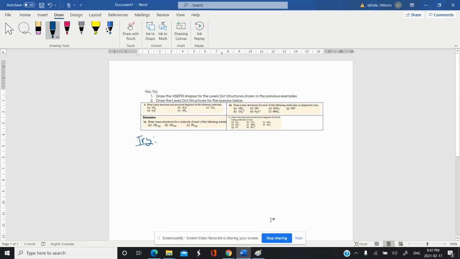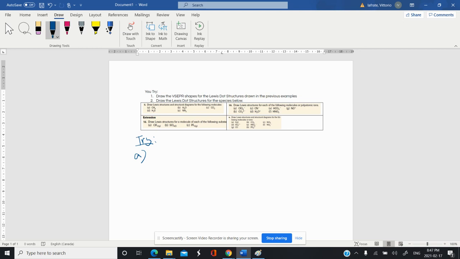In this video, we're going to do some examples of Lewis dot structures as seen in the last page of your Lewis dot structures lesson. So what you can do is before we try one, you can pause the video, try it yourself, and see if you're on the right track with what I did. So we'll start with CH4.